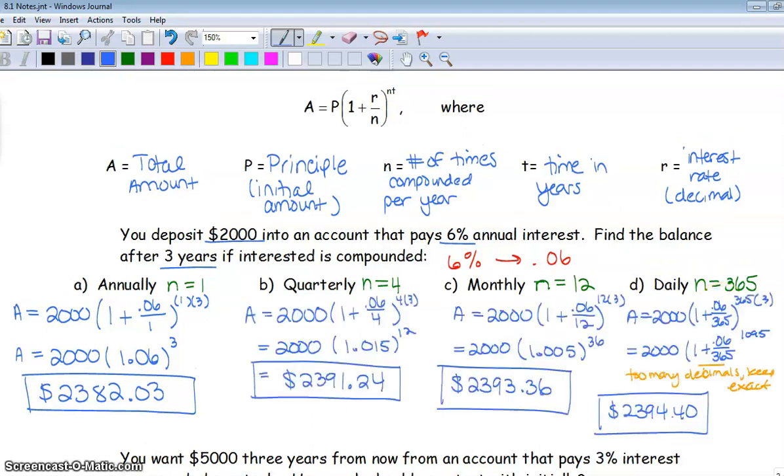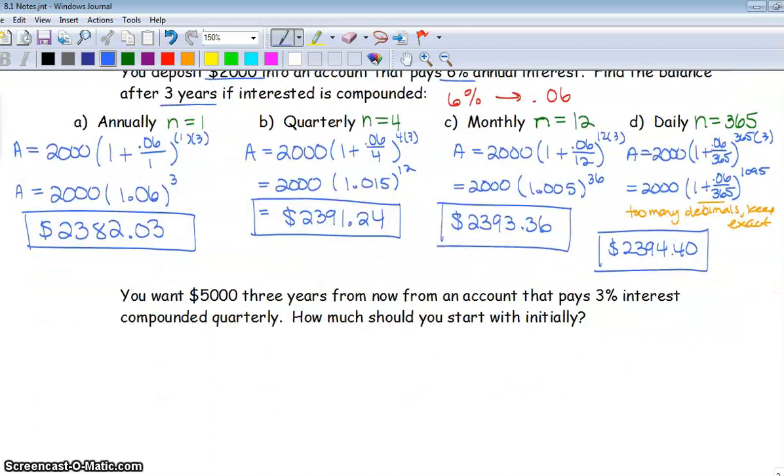All right, I want you to press pause and find the amounts quarterly, monthly, and daily. In each of these examples, the only thing that was changing was our n. Here we divided by 4 instead of 1 and multiplied by 4 to get $2,391.24. We changed our 12 to get our new amount. And our last one, we changed to 365. The only reason I did not rewrite this was because there were so many decimals I would have lost the value, and I don't want to round, so I used the exact answer when I went in.